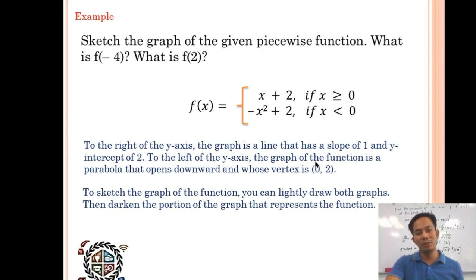Okay, bakit 0, 2? Kasi, kapag ginawa mo yung 0, okay, ang value ng y mo ay 2. Okay. To sketch the graph of the function, you can lightly draw both graphs, then darken the portion of the graph that represents the function. Okay, so pwede kong i-graph itong x plus 2, tapos pwede ko rin i-graph yung negative x squared plus 2. Okay? Buo ko muna i-graph yung dalawa. Pero, buburahin ko rin yung mga excess parts.